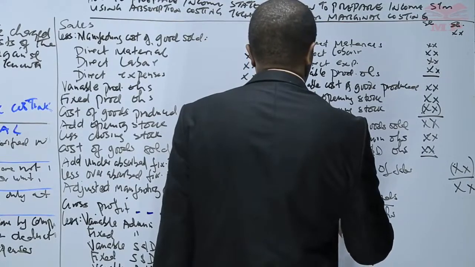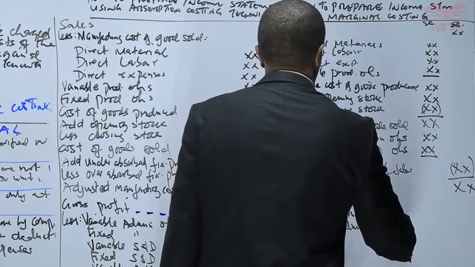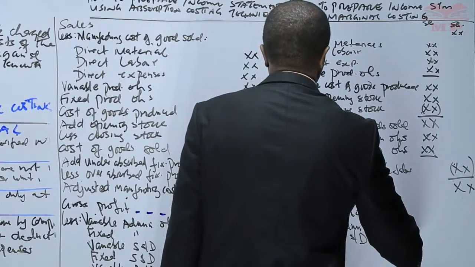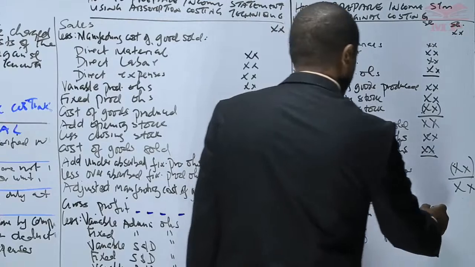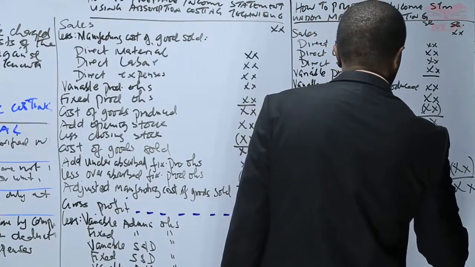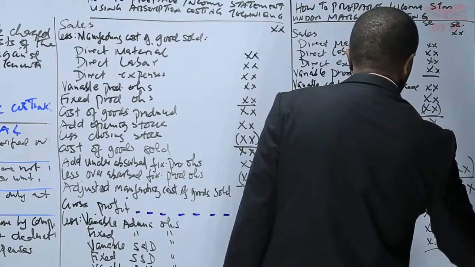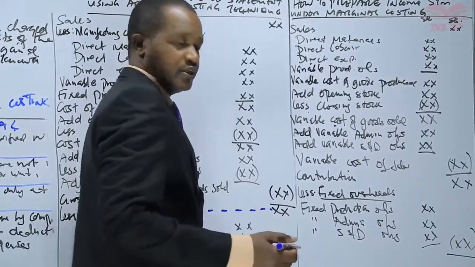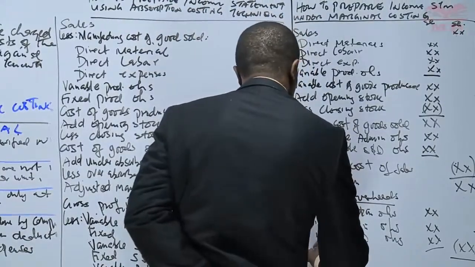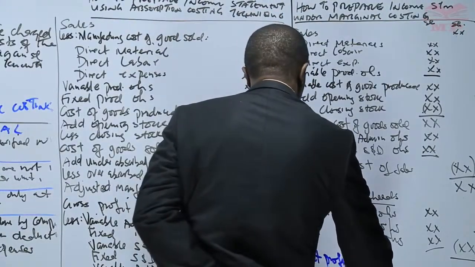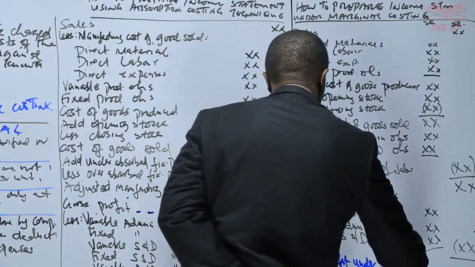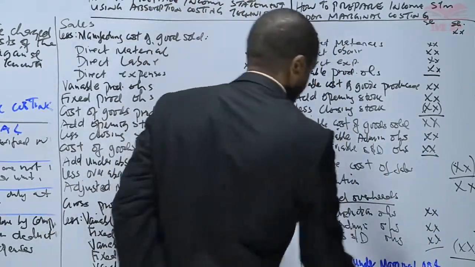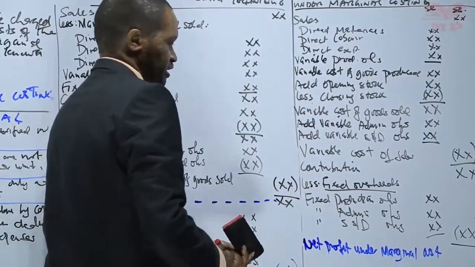Then we have fixed admin overheads. Then I have the fixed selling and distribution overheads. All these overheads are to be deducted from the contribution to get what I'm calling here net profit under marginal costing technique.